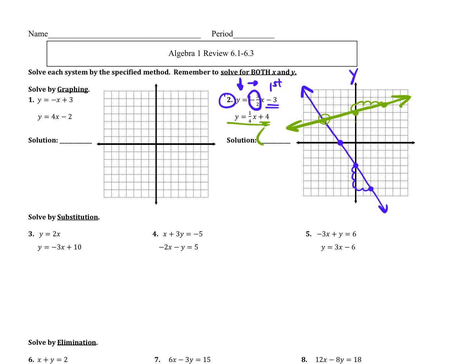So that point, if you start at 0, 0, that's 1, 2, 3, 4 to the left, so -4. And then 1, 2, 3 up is a +3. Okay, so that one comes out to (-4, 3).